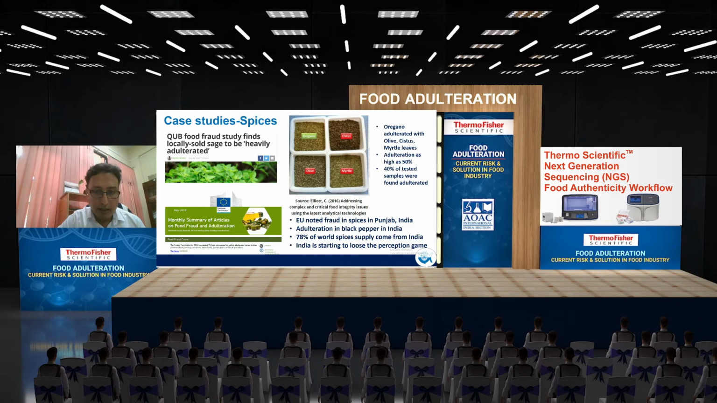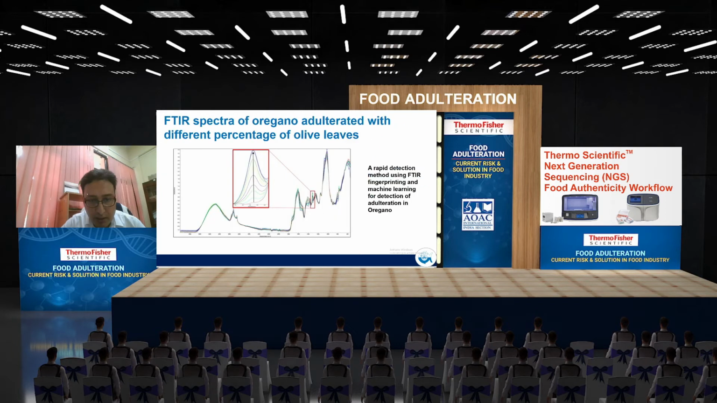Here, what I want to show you is how FTIR spectroscopy can differentiate and detect the adulteration in oregano. If you see the inset, you can see that with increasing adulteration, if you create predictive models with such spectroscopy data, you get wonderful prediction capability, wonderful prediction models. May I have the next slide?